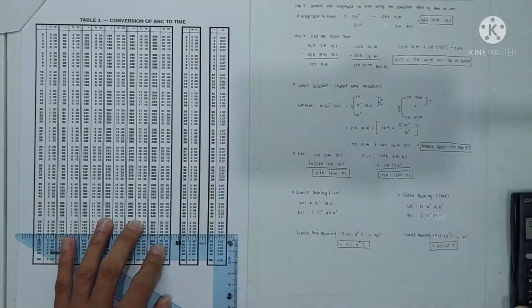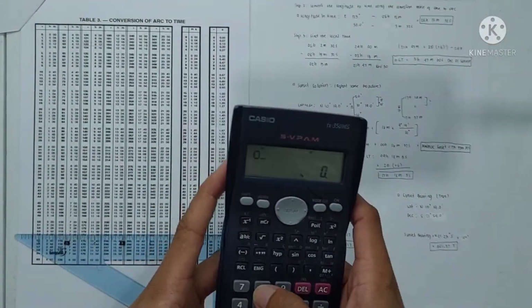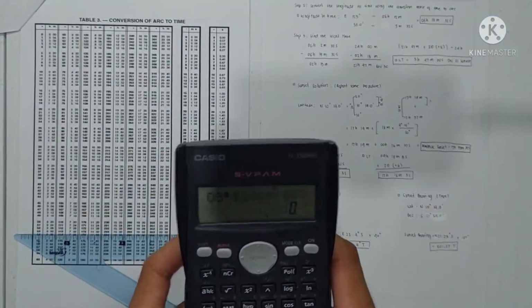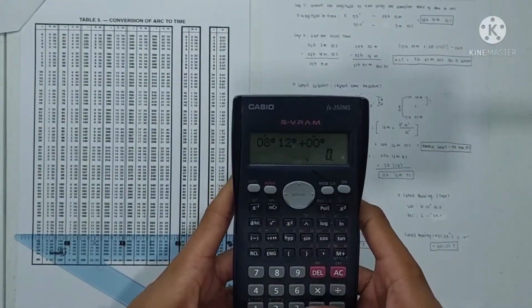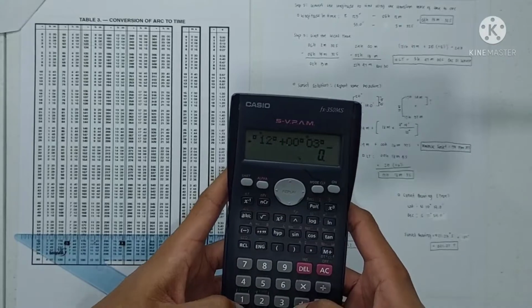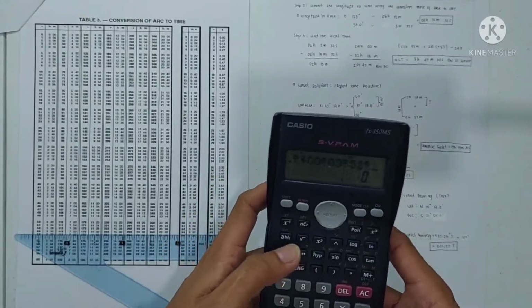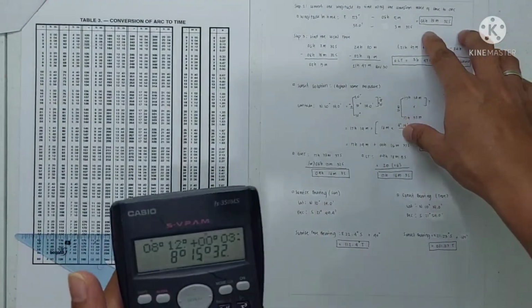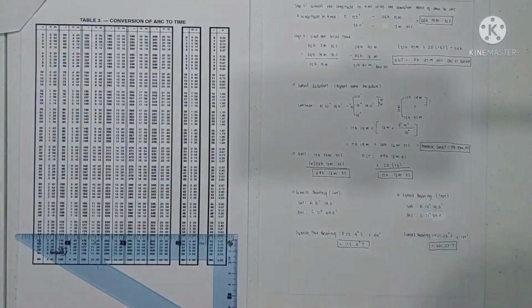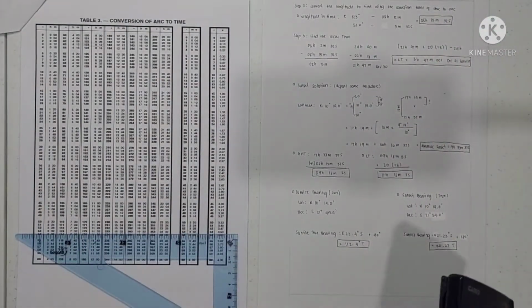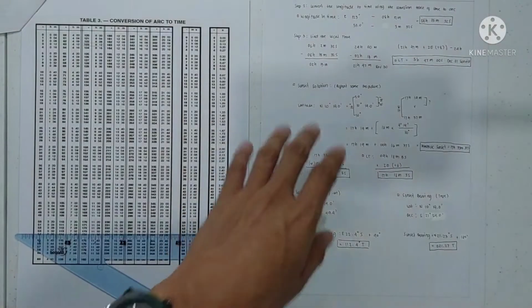Now we need to add this time. So 08 hours 12 minutes added to 00 hours 03 minutes and 32 seconds. So you have here the result of 08 hours 15 minutes and 32 seconds. Now for step 3, find the local time.